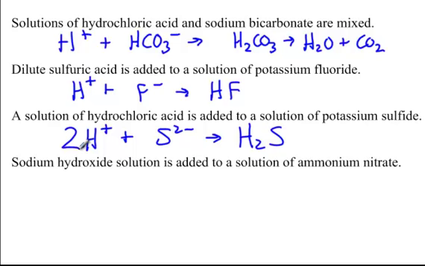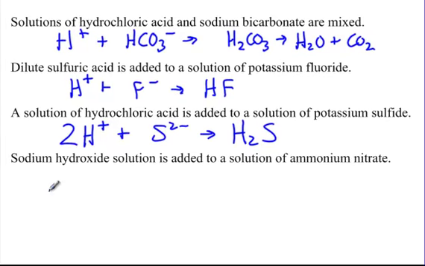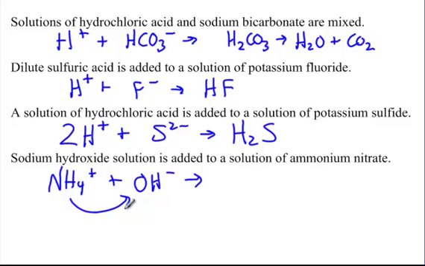The next is we have a solution of ammonium nitrate, that's ammonium. That nitrate is going to be a spectator ion, and we're going to add a strong base to it, that's OH-. And again, what's the NH4+ going to do? It's going to give away an H+. We're going to get ammonia. You know what ammonia smells like? And H2O, which is water.